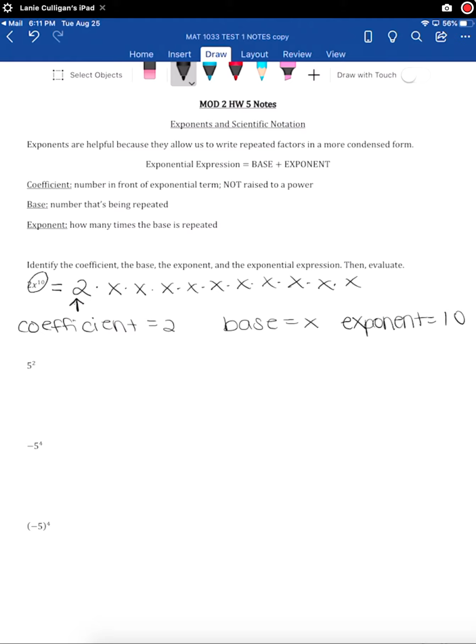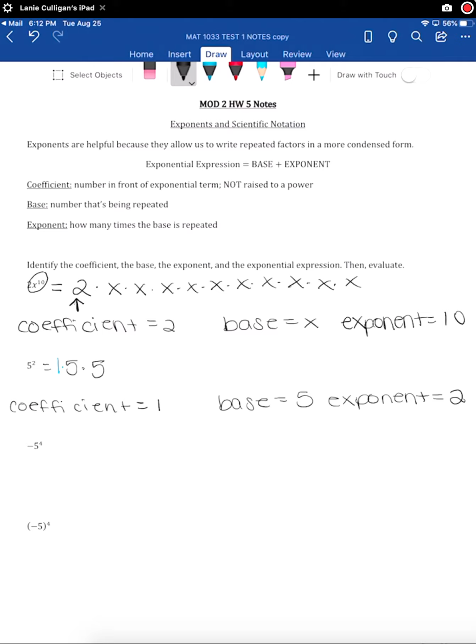All right, next example, 5 squared. So if we were to write this out, this would be 5 2 times, so 5 times 5. So for our coefficient for this problem, there's not a number that is out front. But I could say, all right, 1 times 5 is still the same thing as just 5 times 5. So in this case, there's not a distinct coefficient, but we can always say that it's 1. 1 could be outside. So our base is the number that's being repeated, which in this case is going to be 5. And our exponent is the number of times it's being repeated. So in this case, our exponent is going to be 2.